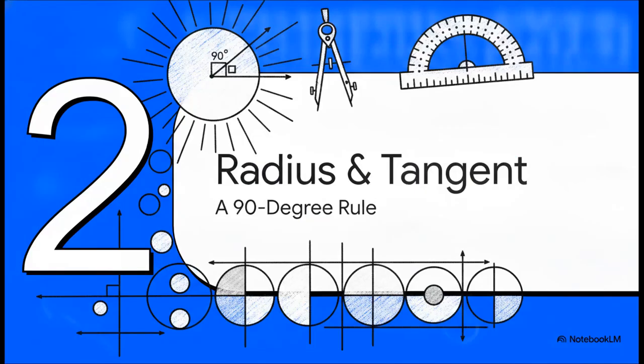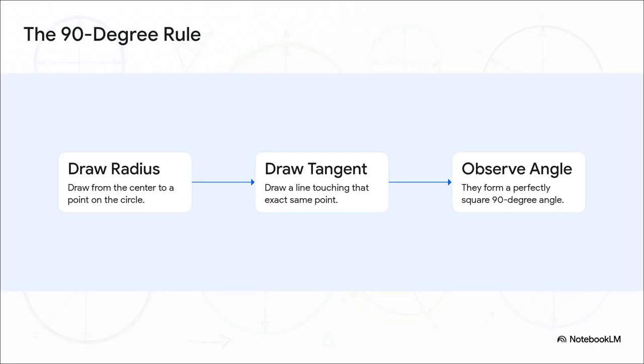Which brings us to section 2, radius and tangent right angle. All right, picture this. Step 1. Imagine drawing a radius straight from the center of the circle out to a point on the edge. Step 2, draw a tangent line touching that exact same point on the outside. Step 3, look really closely at where they intersect. Layering these 2 specific lines in this exact way always creates a perpendicular intersection. They form a perfectly square 90-degree angle every single time.